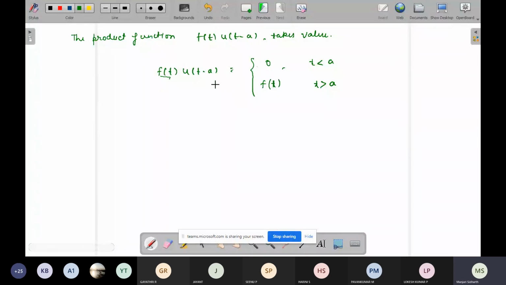So when any function is multiplied by the unit step function or Heaviside function, it will be defined by this. That means the Heaviside function, u of t minus a, may be interpreted as a device for switching on the function f of t.